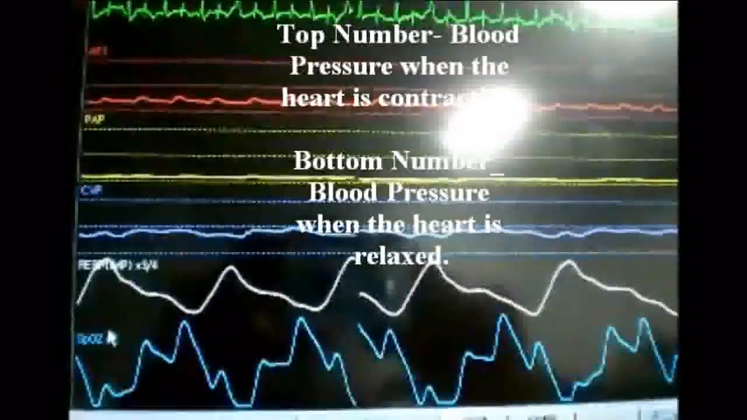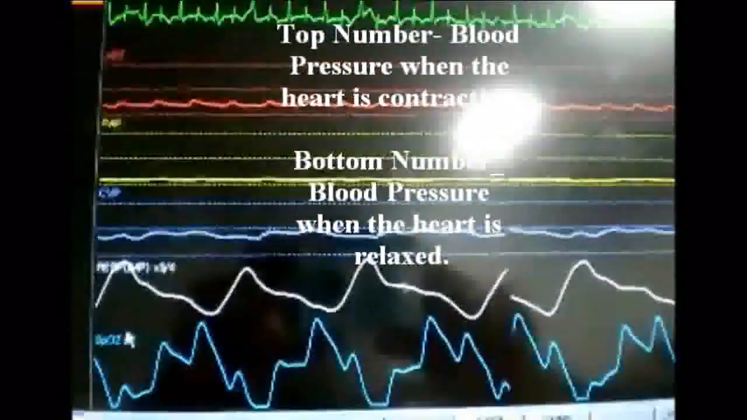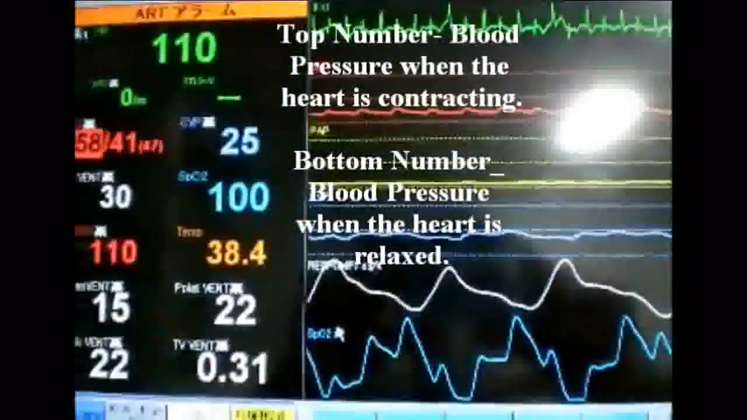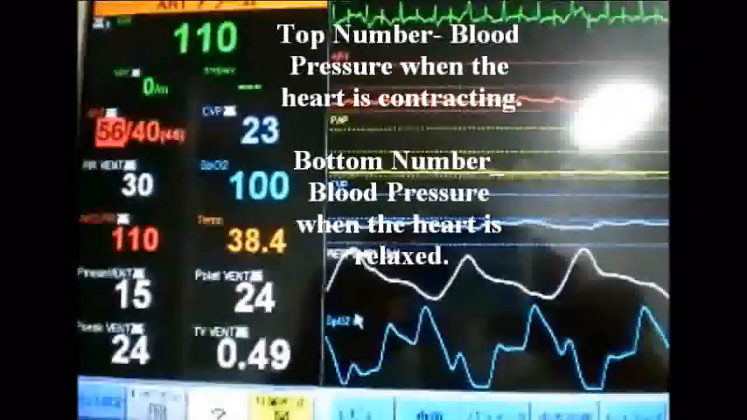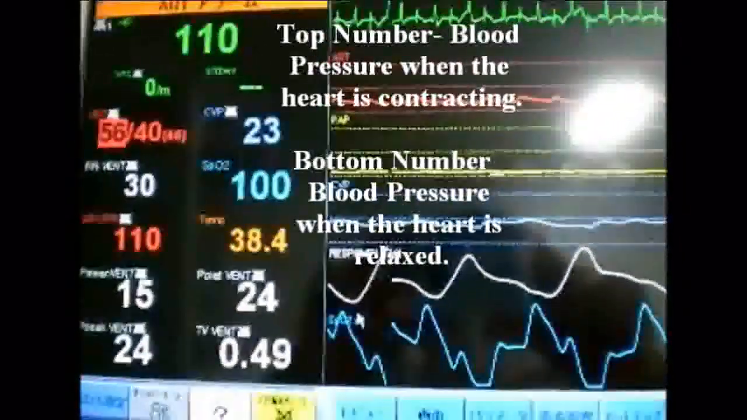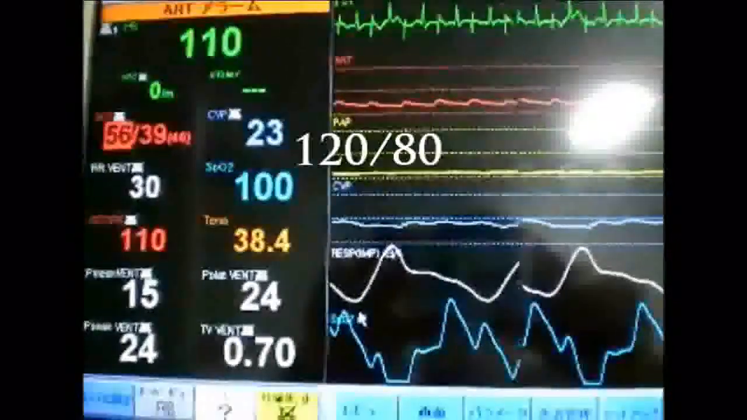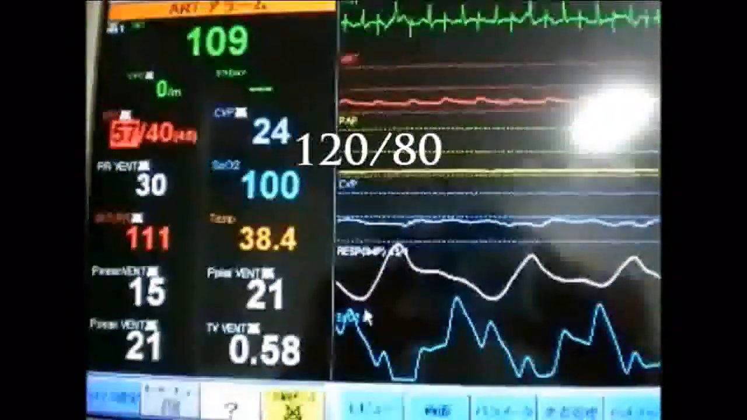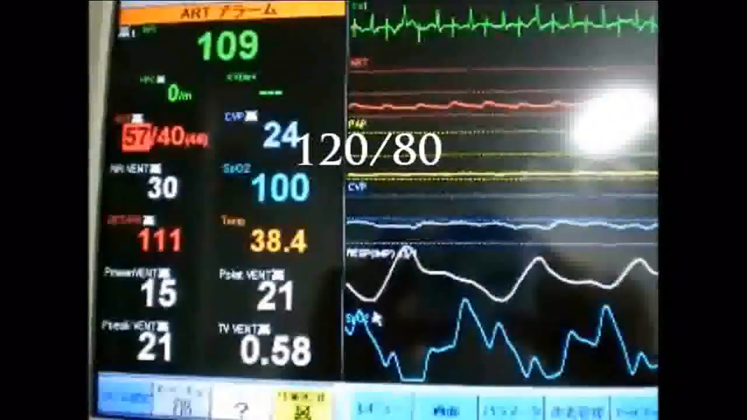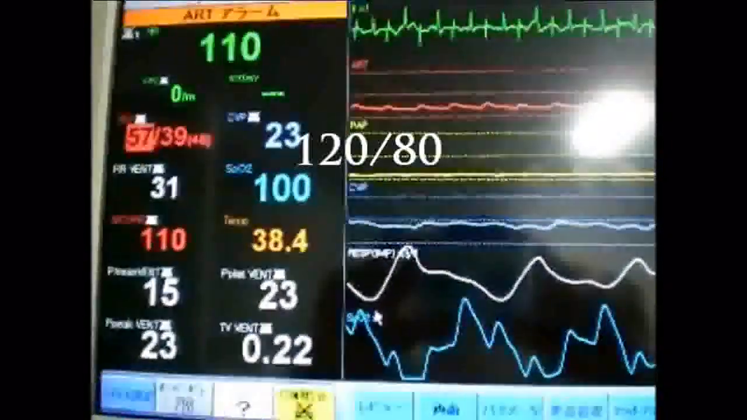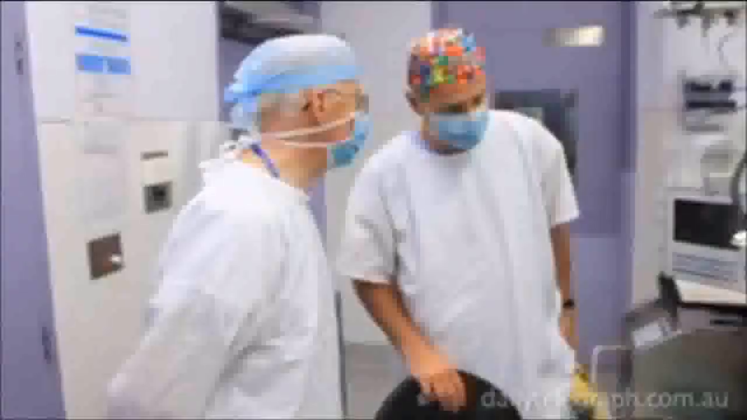The top number determines how much pressure the blood puts on the heart when it is contracting or squeezing. The bottom number tells how much blood pressure is on the heart when the heart is relaxed. A good blood pressure for an adult is 120/80. Patients with either high or low blood pressure may be experiencing medical conditions that require various types of treatment.